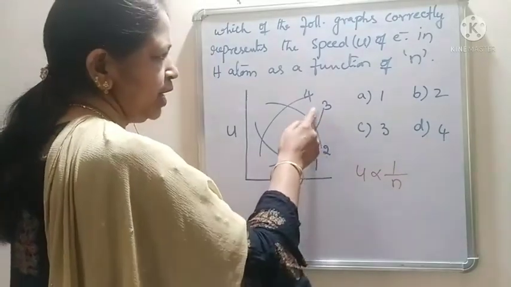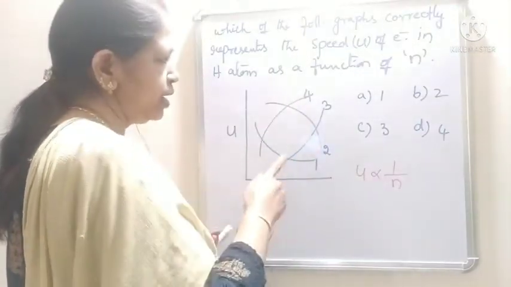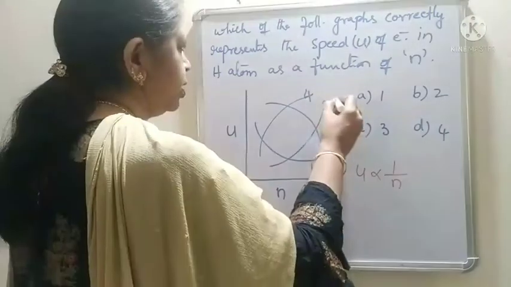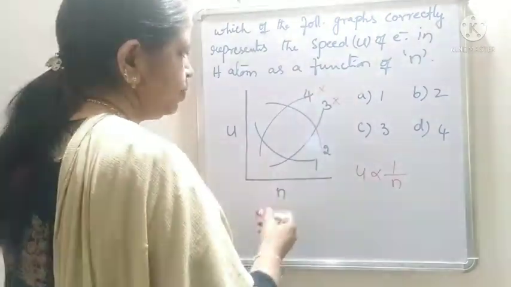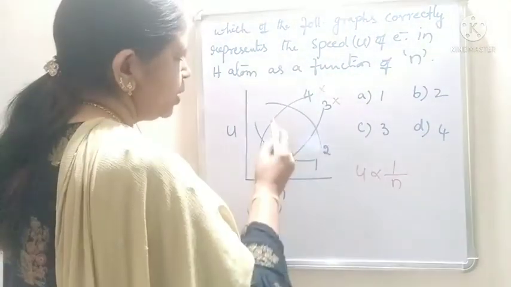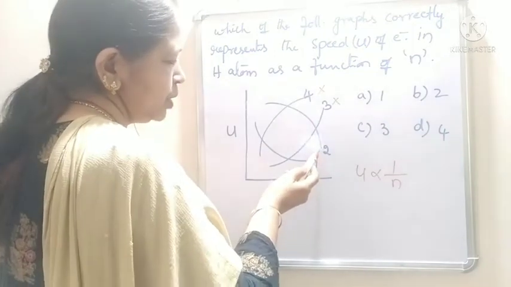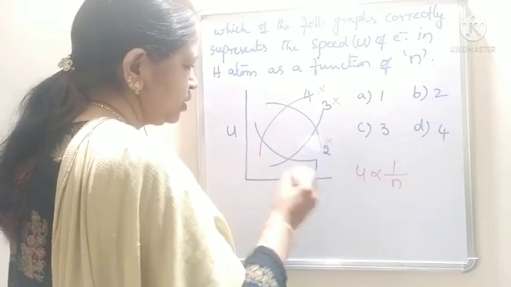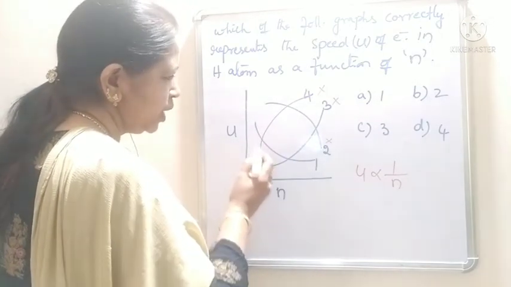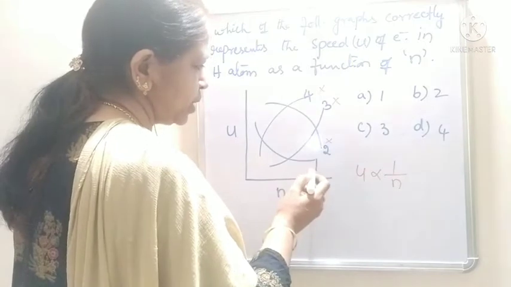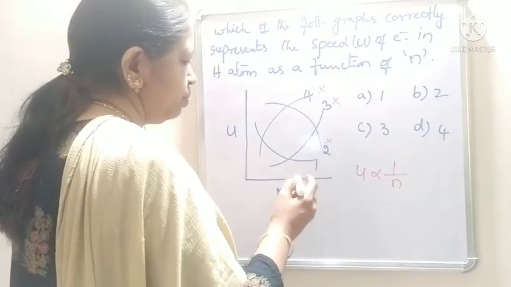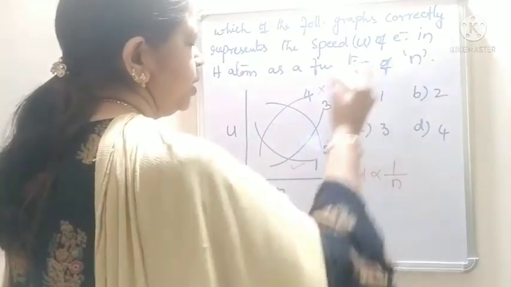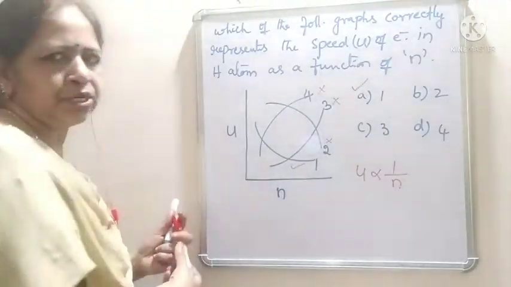Now, these two graphs 3 and 4, they are showing the direct relationship between velocity and the principal quantum number. So, these are not the correct graphs, and among 1 and 2, this is coming down abruptly. So, this is also not correct. The first line, the slow decrease in the velocity with the increase of principal quantum number is the correct option. So, option A is the correct one for this question.